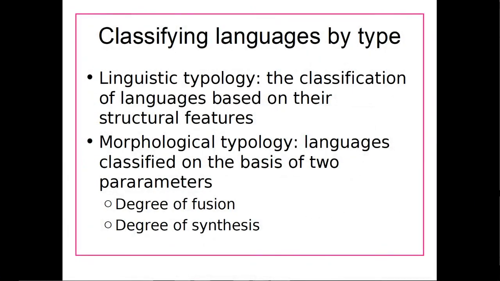So languages can be classified by type and the type of morphology that they use. This is called linguistic typology, where we look at what type of language we're talking about based upon its structural features, or what kind of morphology it uses, what kind of word order it uses. So that's linguistic typology in general. Morphological typology is specifically going to be classifying languages looking at two parameters, what's called the degree of fusion and the degree of synthesis. So this is basically classifying the languages by the type of morphology that they use.